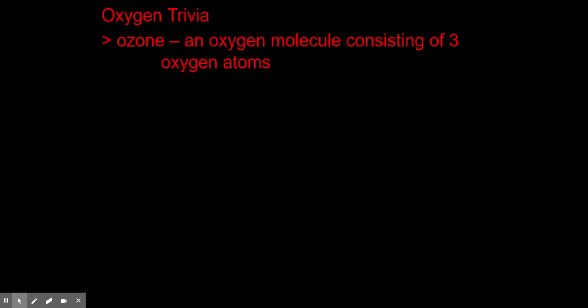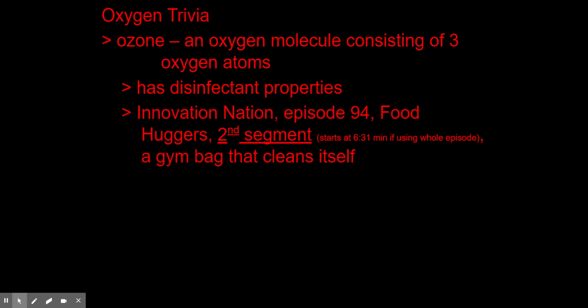So oxygen, let's talk a little bit more about that. Oxygen can actually be made into different compounds. Ozone is one of those, and it is a molecule that consists of 3 oxygen atoms bonded together. It does have disinfecting properties, and so again, you can learn a little bit more about that and how it can be used to clean a gym bag there.